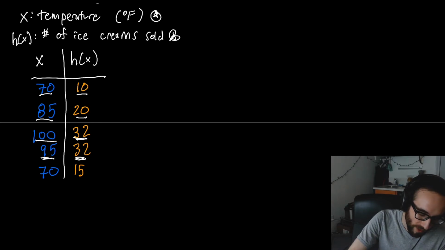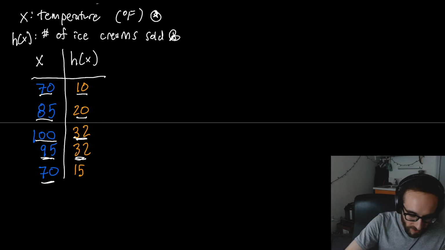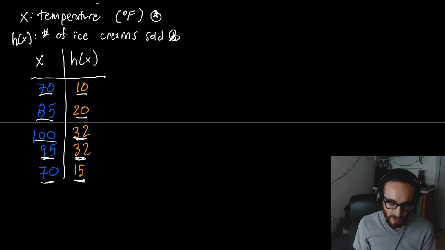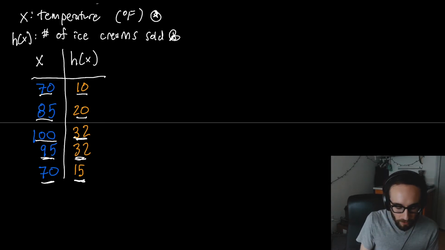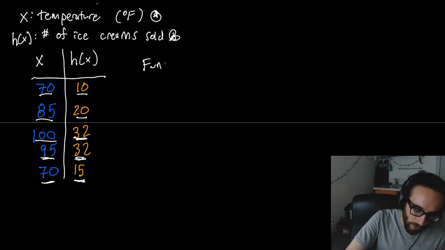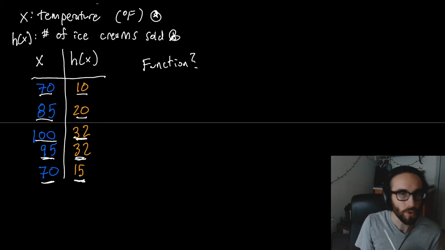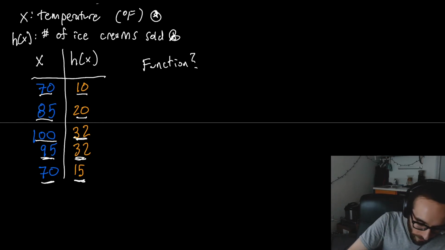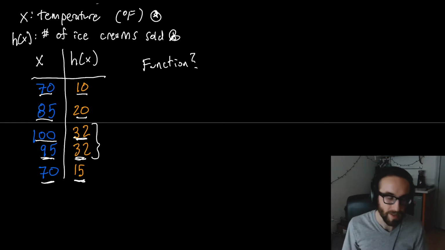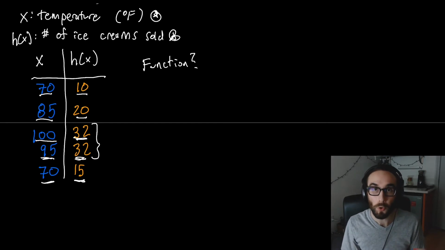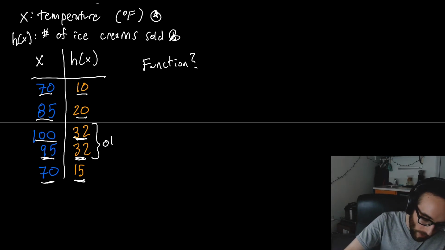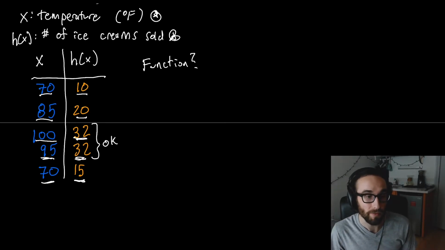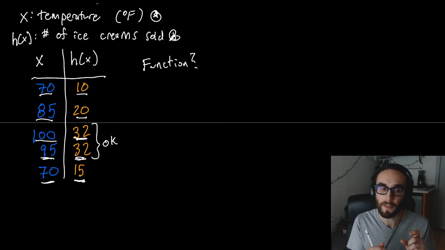We also sold 32 when it was 95 outside. Finally, it dropped back down to 70, and we sold 15. Maybe people were still craving ice cream because the previous day was 95 degrees. So here, we might be asked, is this a function or not? So there's two things to notice here. First, one thing you might notice is that we have the same output, 32 ice creams, for two separate days. So both 100 degrees and 95 degrees, we sold the same amount of ice creams, 32 ice creams. This is okay. This is fine in terms of functions. It's okay if we have more than one input that gives us the same output.